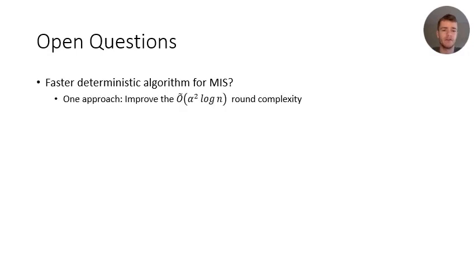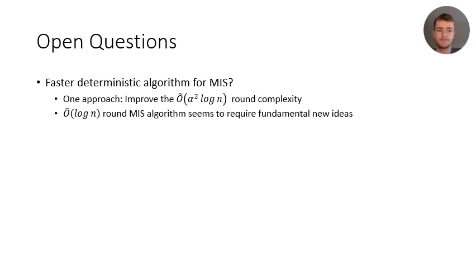Now let me conclude with some open questions. First, are there faster deterministic algorithms for MIS? Can we beat the log squared n round complexity? One potential approach is to improve the alpha squared log n round complexity of the low diameter decomposition that I have mentioned before. If one improves this, one directly gets an improvement for MIS. While I'm hopeful that the approach we present here can lead to even more improvements beyond log squared n, I feel that if we really want to get down to a log n round MIS algorithm, this seems to require fundamentally new ideas.